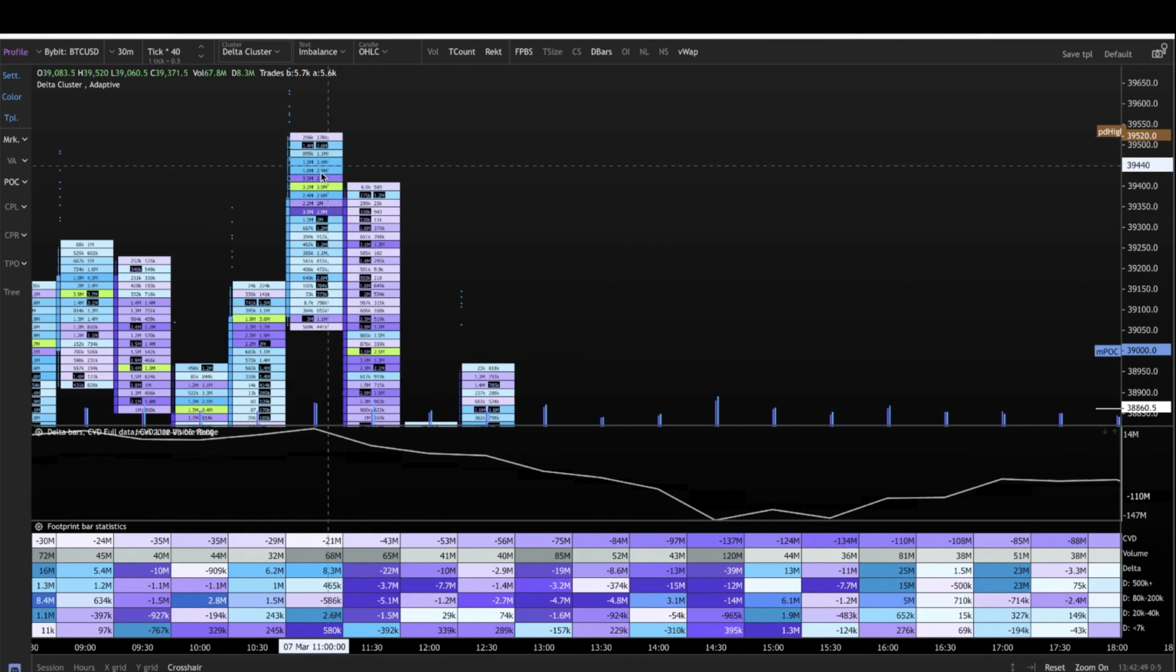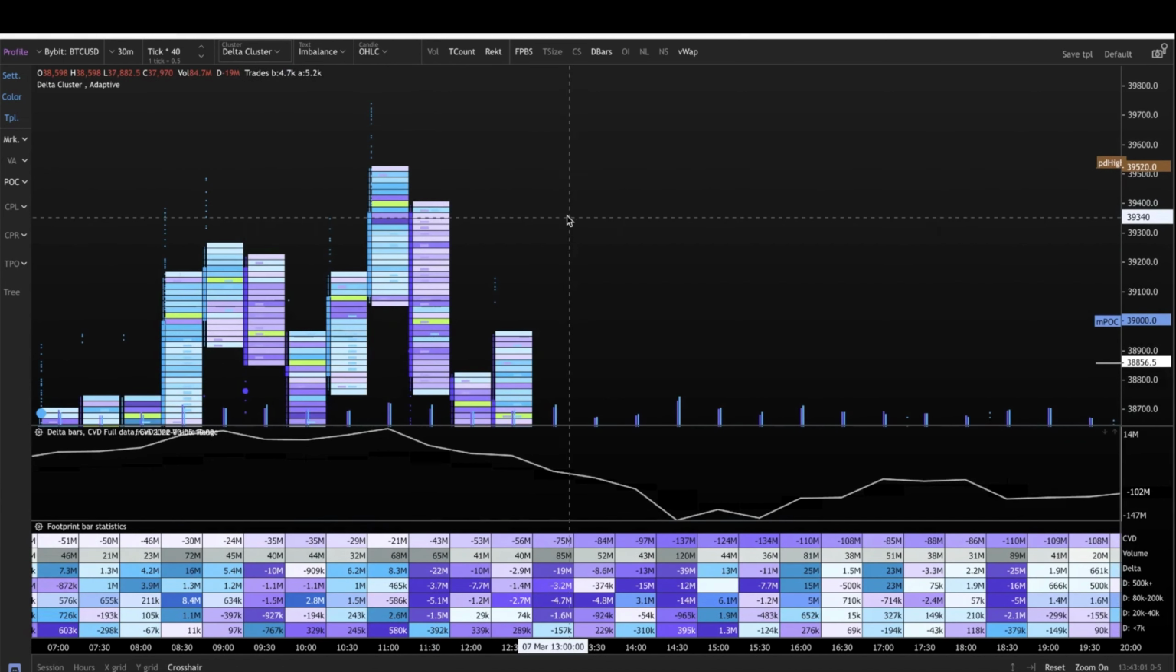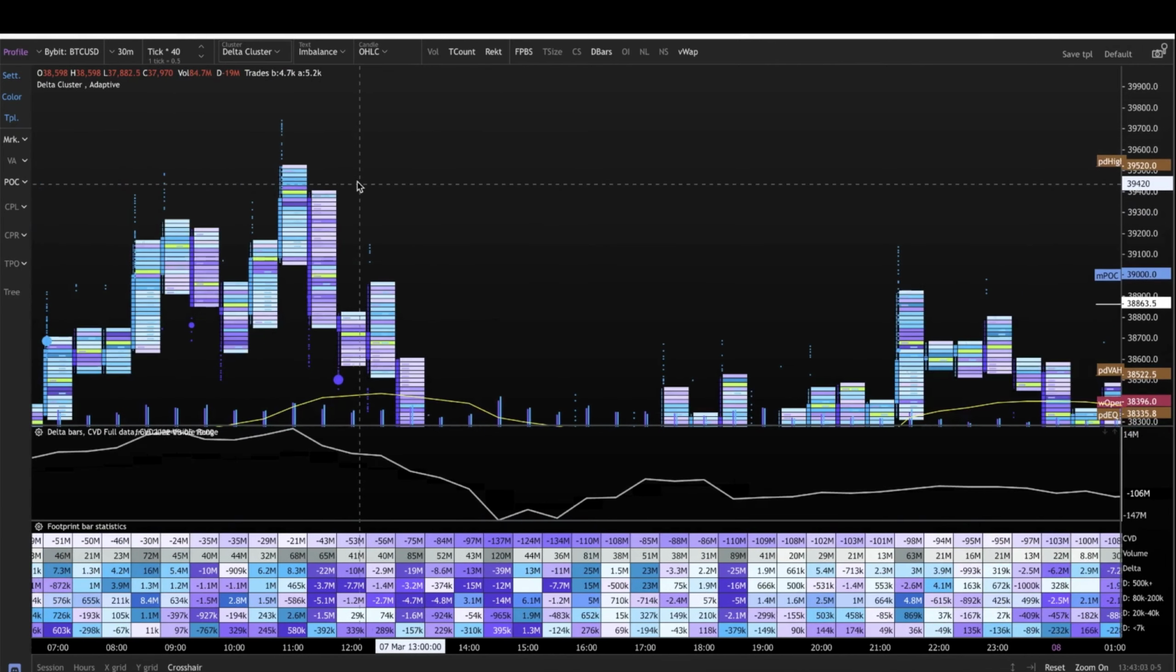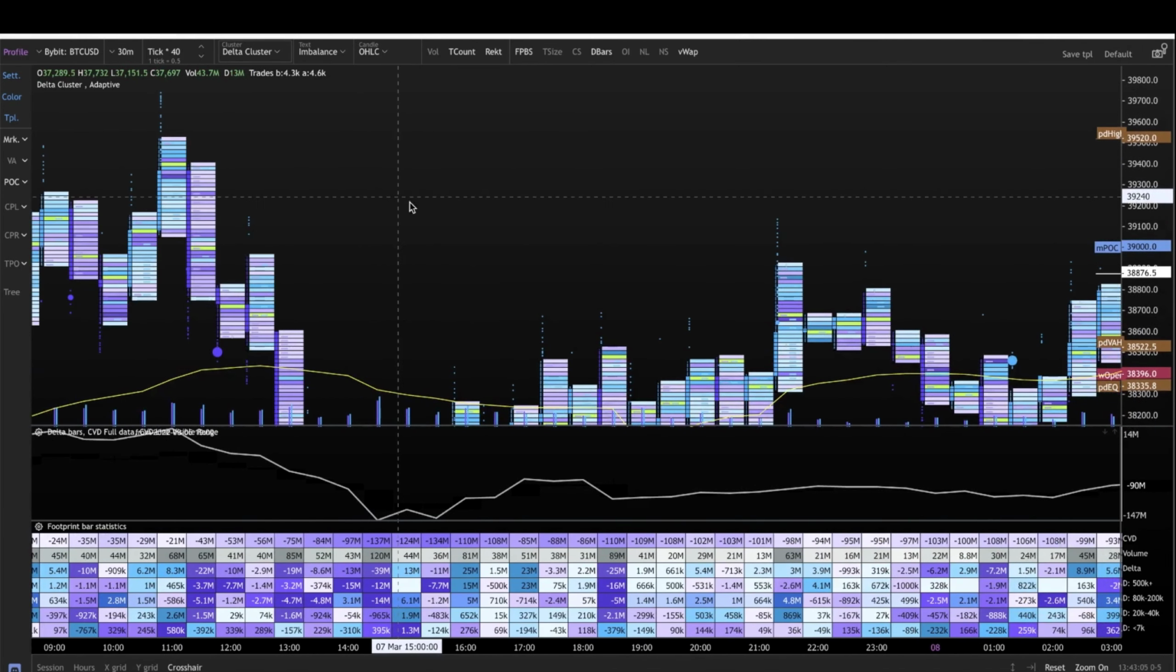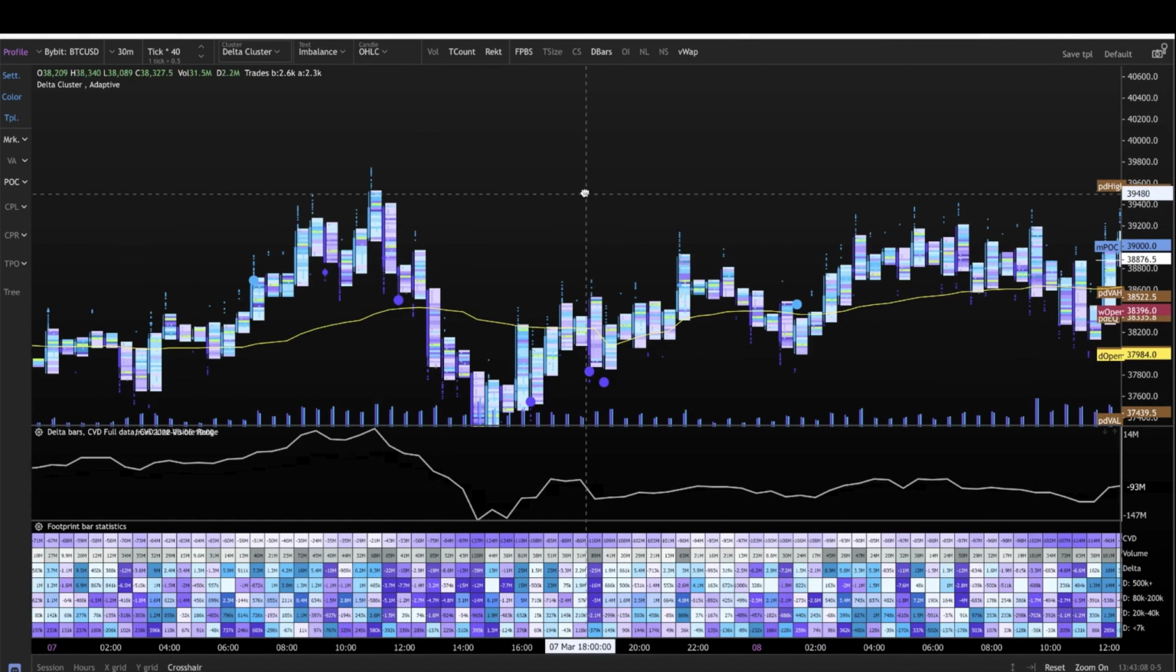If it's shaded darkly blue, that means the buys had a lot more volume there. Now, this is very important because if we see that we had a lot of volume and a lot of positive delta up here, it can help us know when to look for a trade in the opposite direction. And a great example would be this over here.